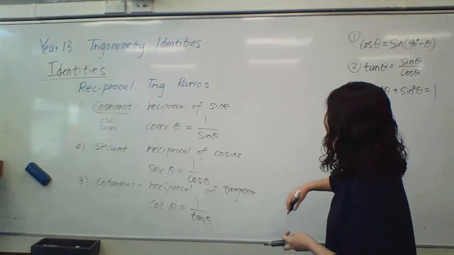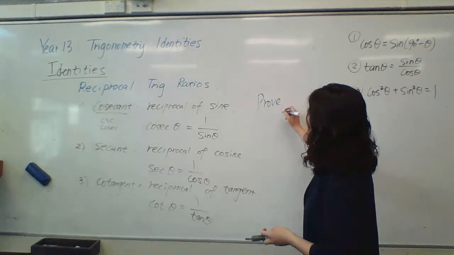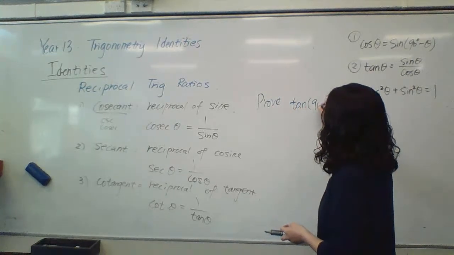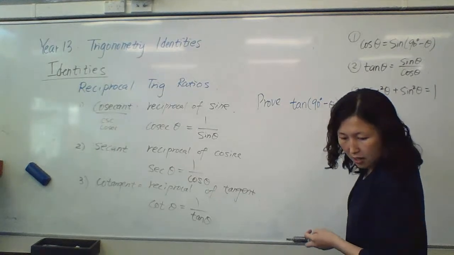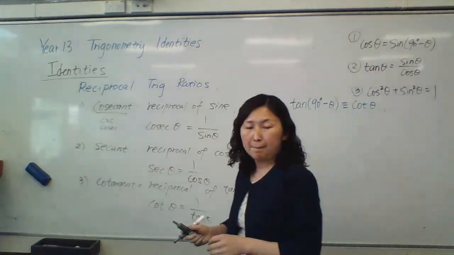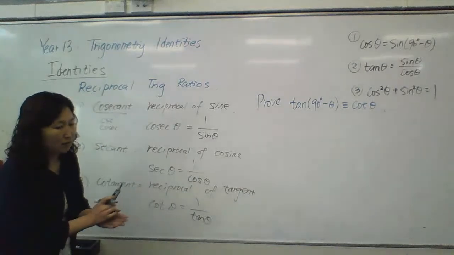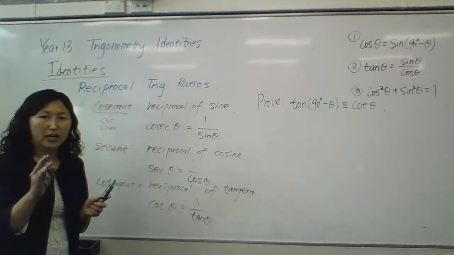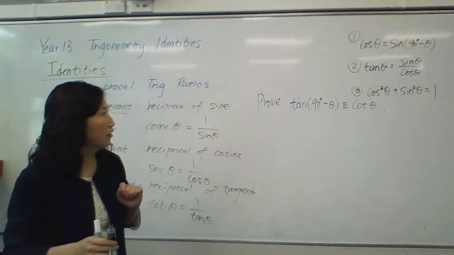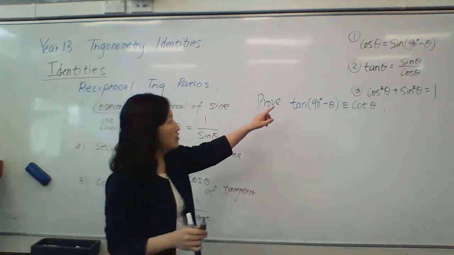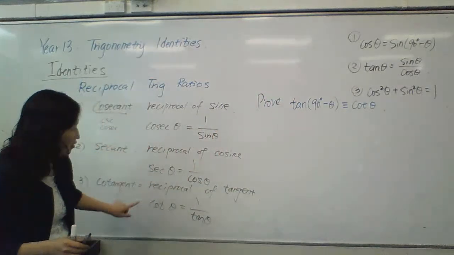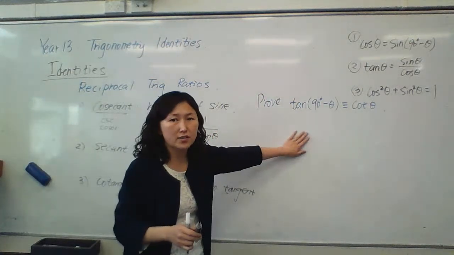So the first one that I'm going to do is prove tangent of 90 degrees take away theta is equivalent to cotangent theta. I want you to actually think about this first. I'm not going to straight away write the answer. What identities can I use from these three to prove this?